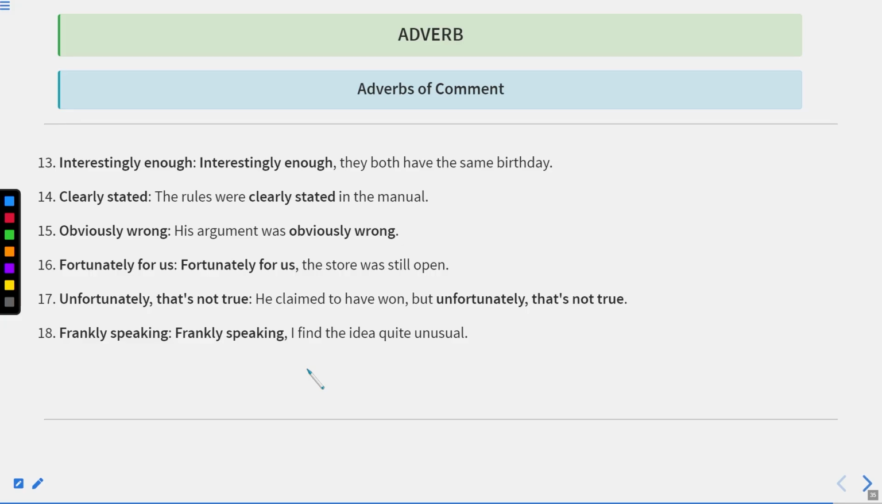Fortunately for us, the store was still open. Unfortunately, that is not true. He claimed to have won, but unfortunately, that is not true. Frankly speaking, I find the idea quite unusual.